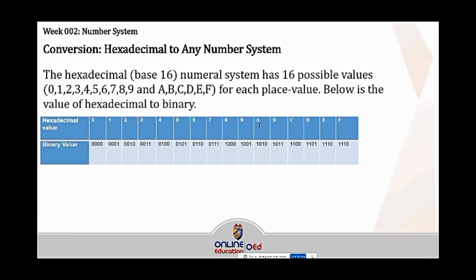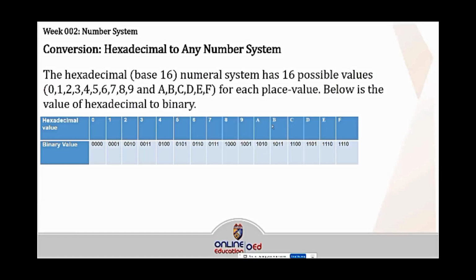Next, for the A is equivalent to 10, right? So it should be 8 plus 2. Okay, 8 plus 2 is 10. So letter A is 10. So 8 is true, we put 1. 4, we put 0. And 2, we put 1. Okay, and then 1, we put 0. So 8 plus 2 is 10.